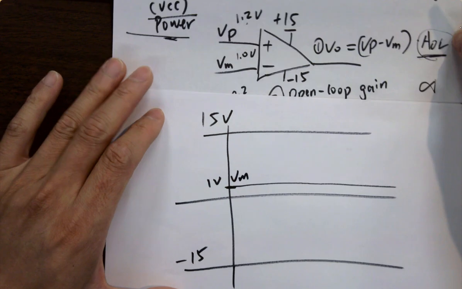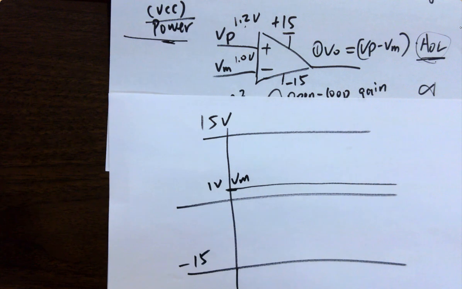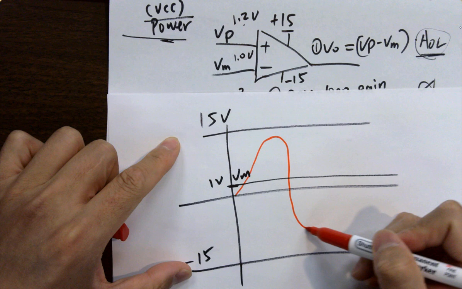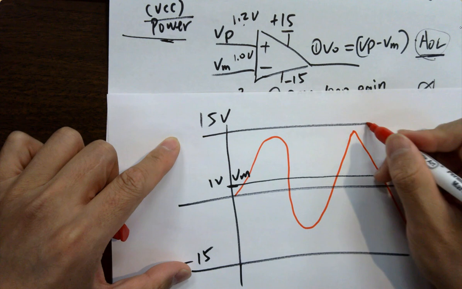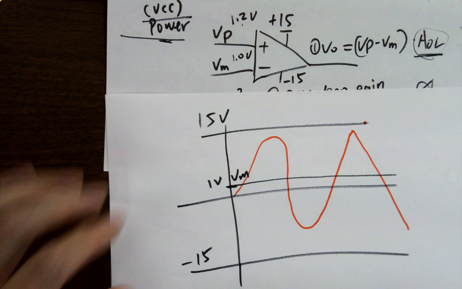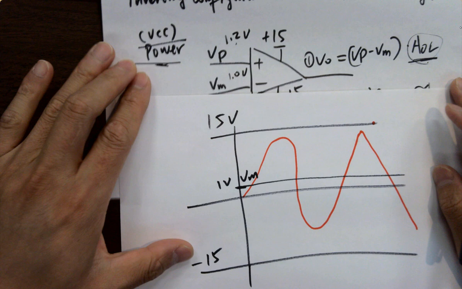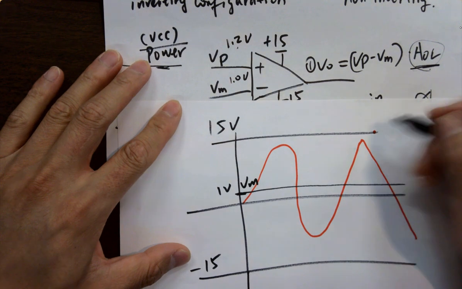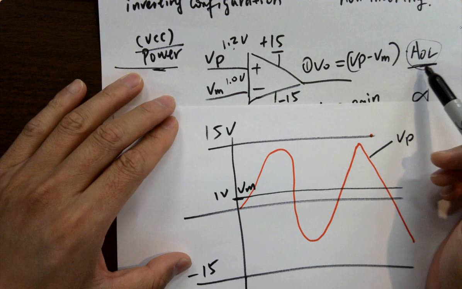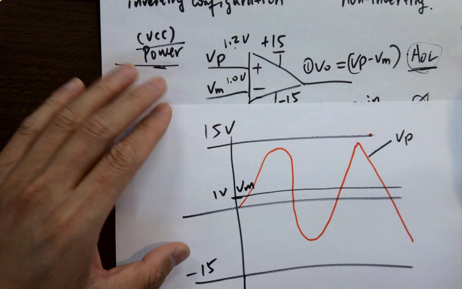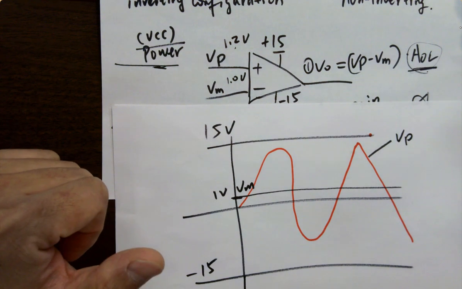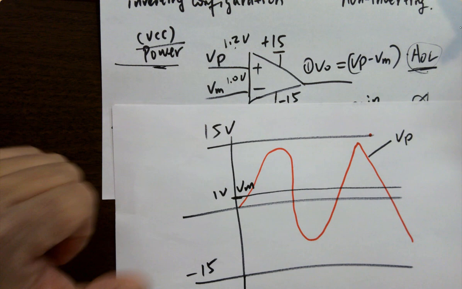For example, I have a varying signal. For VP, it's changing like this. I'm asking you what the Vout looks like. This is VP. Keep that in mind. AOL is huge. Even though there's a little change, a little difference, it will be amplified by millions of times and will saturate the output immediately.